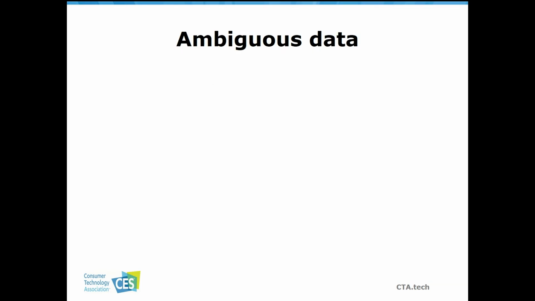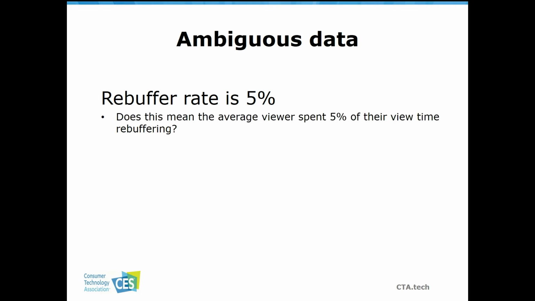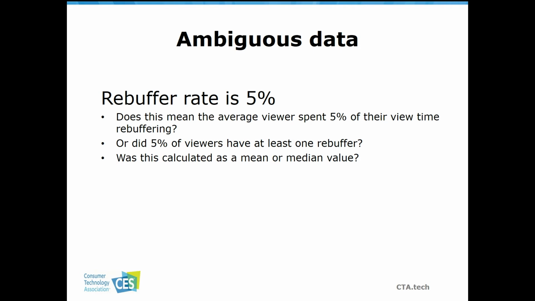I can give an example by this. If I say, hey, the rebuffer ratio is 5%, you may have a clear idea in your head what that means. But then answer these questions for me. Does this mean the average viewer spent 5% of their view time rebuffering? Or did 5% of viewers have at least one rebuffer? Or was this a mean or median value? There's quite a difference there.